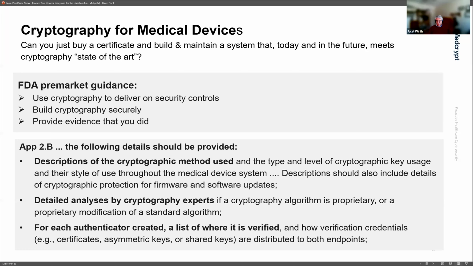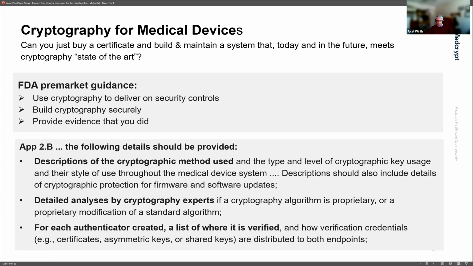So FDA pre-market guidance highlights cryptography as one way to implement security controls, but I think it stands out amongst other controls FDA is discussing, gets a lot of real estate in the pre-market guidance. You need to make sure that you build cybersecurity securely and that you provide evidence that you did.